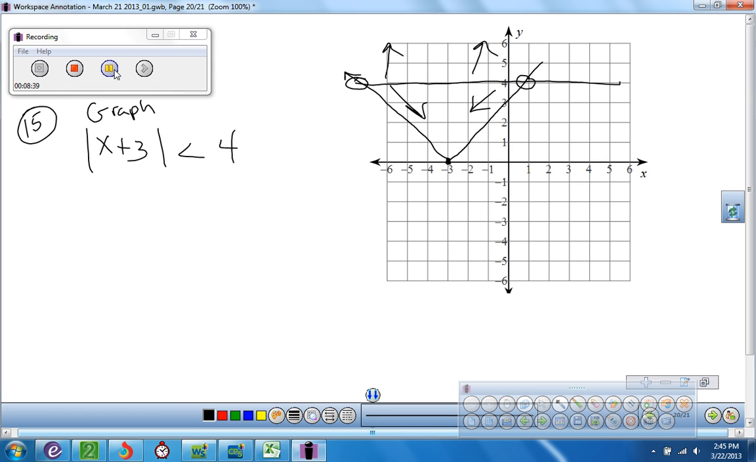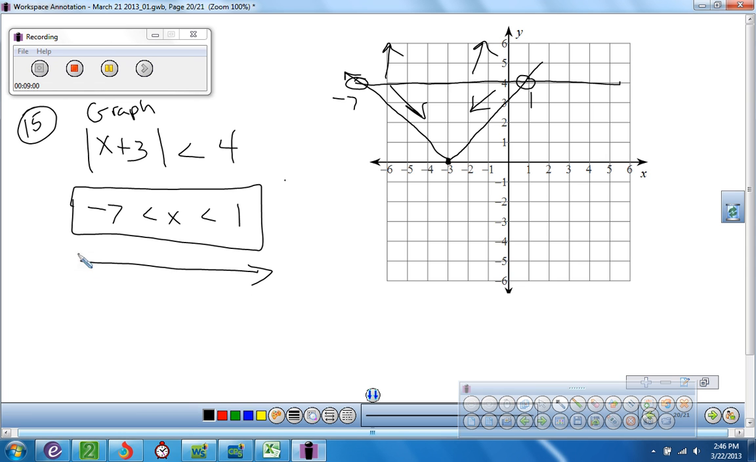So let's come up with the actual answers. Alright, so for this one, this would be negative 7, and like I said, it should show up better on yours, and this is 1. So our answer is going to be x is between negative 7 and 1. Again, we have this less than part, so that should be our answer. If we graphed our answer on a number line, it'd be negative 7, open circle, 1, open circle, and then connect it. Now, on the next video, I'll go ahead and solve this algebraically to show you how to do that.